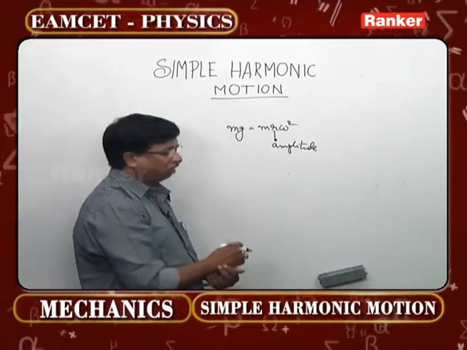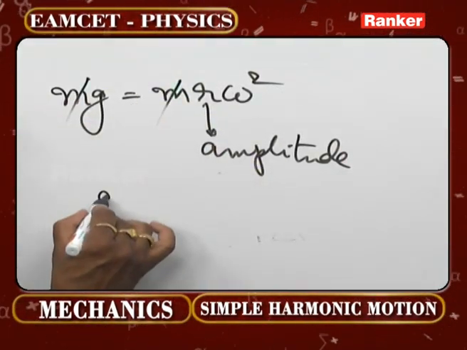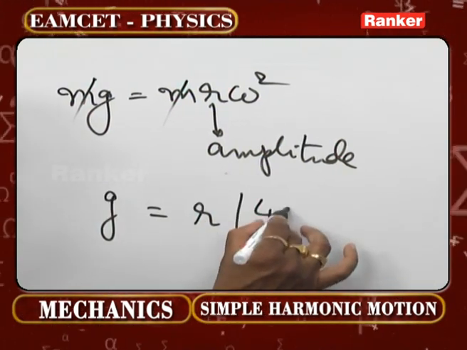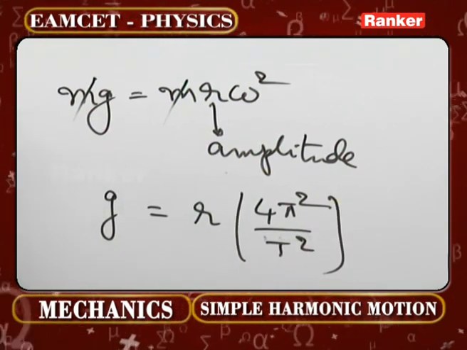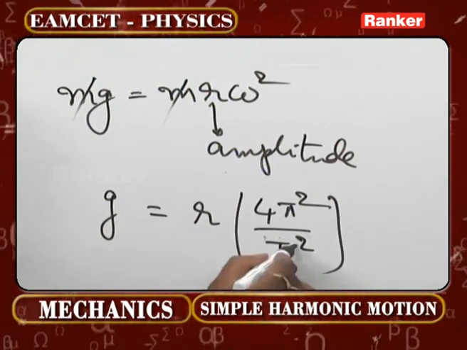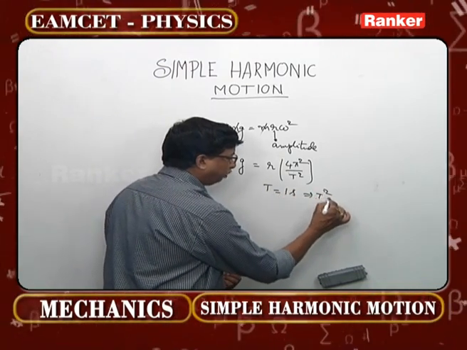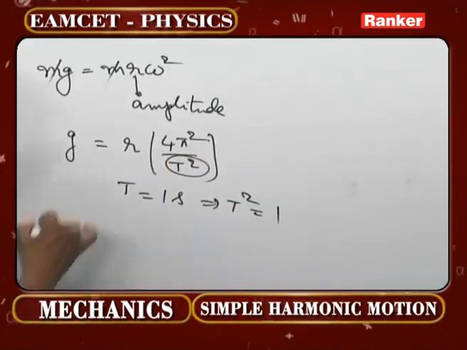Now according to the given problem, mass of course gets cancelled. You can write g is equal to r times omega square, 4 pi square by T square. That is actually the formula. But of course the time period is given as 1 second, then T square will be 1 square, that will again be 1 only. So you need not take this one.